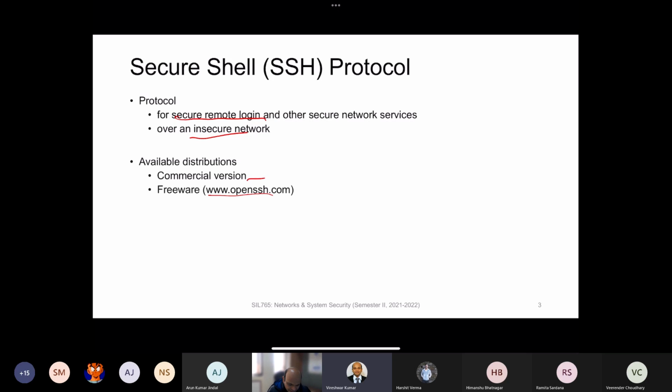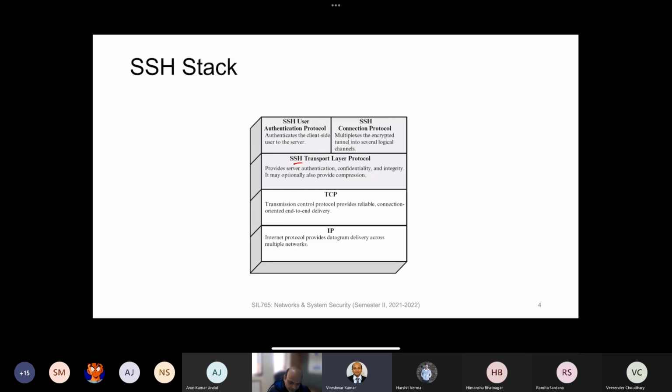So SSH sits over TCP/IP, and SSH consists of these three different protocols, or you can say sub-protocols. The first one is the protocol which actually provides the security properties that are required there.